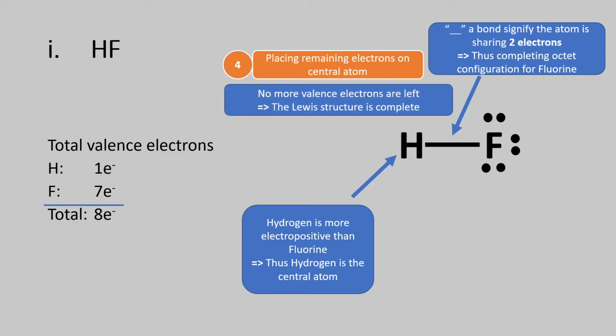So no more valence electron. Thus the Lewis structure is complete. So dah siap untuk HF. Okay, boleh? Kita dah guna dah 8 elektron tu.